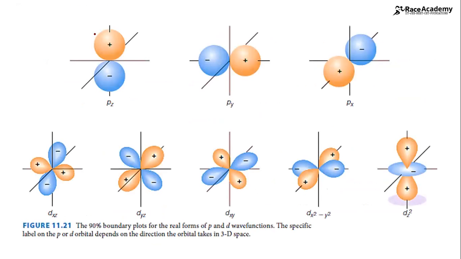Now you can see the shapes of the orbitals according to Schrodinger's solutions: px, py, pz, dxy, dyz, dzx. You can also write dx square minus y square, dz square, like this. This is the three-dimensional space showing 90% boundary plots of the real forms of the p and d wave functions. The specific labels of the p and d orbitals depend on the direction the orbital takes in 3D space.